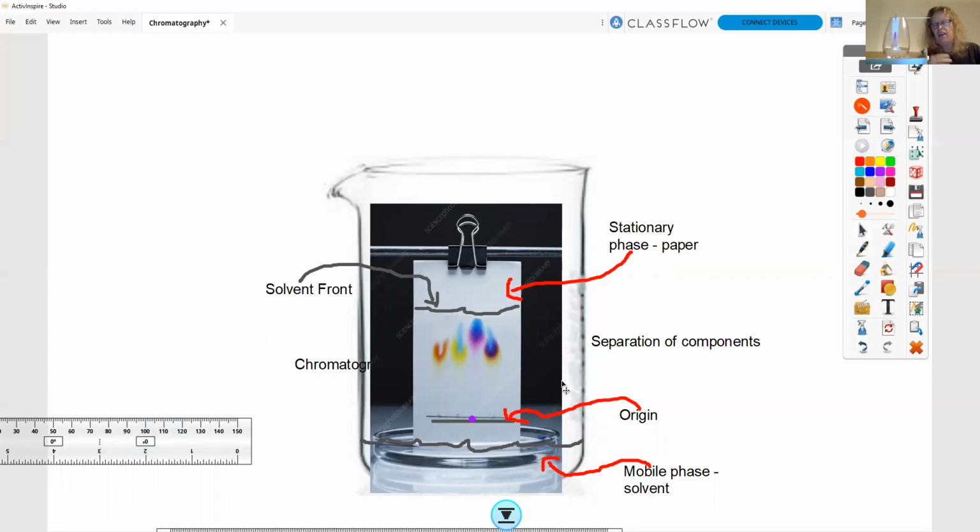I'll just leave that going. I'm hoping to get some colour separation. We've got a little bit of pink there, a little bit of purple. It doesn't look like it's doing very much, but I have a better one for in class.